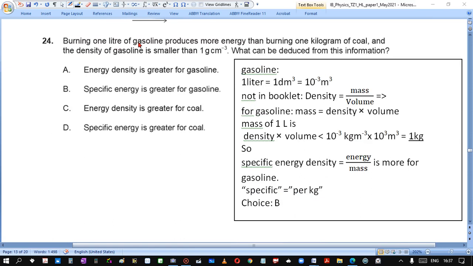Question 24. Burning 1 liter of gasoline produces more energy than burning 1 kilogram of coal, and the density of gasoline is smaller than 1 gram per centimeter cube. What can be deduced from this information? For gasoline, 1 liter is 10 minus 3 meter cube. Not in the book, density is mass over volume. So mass equals density times volume. The mass of 1 liter, density times volume, is less than 1 kilogram. So specific energy density is more for gasoline. So choice B.